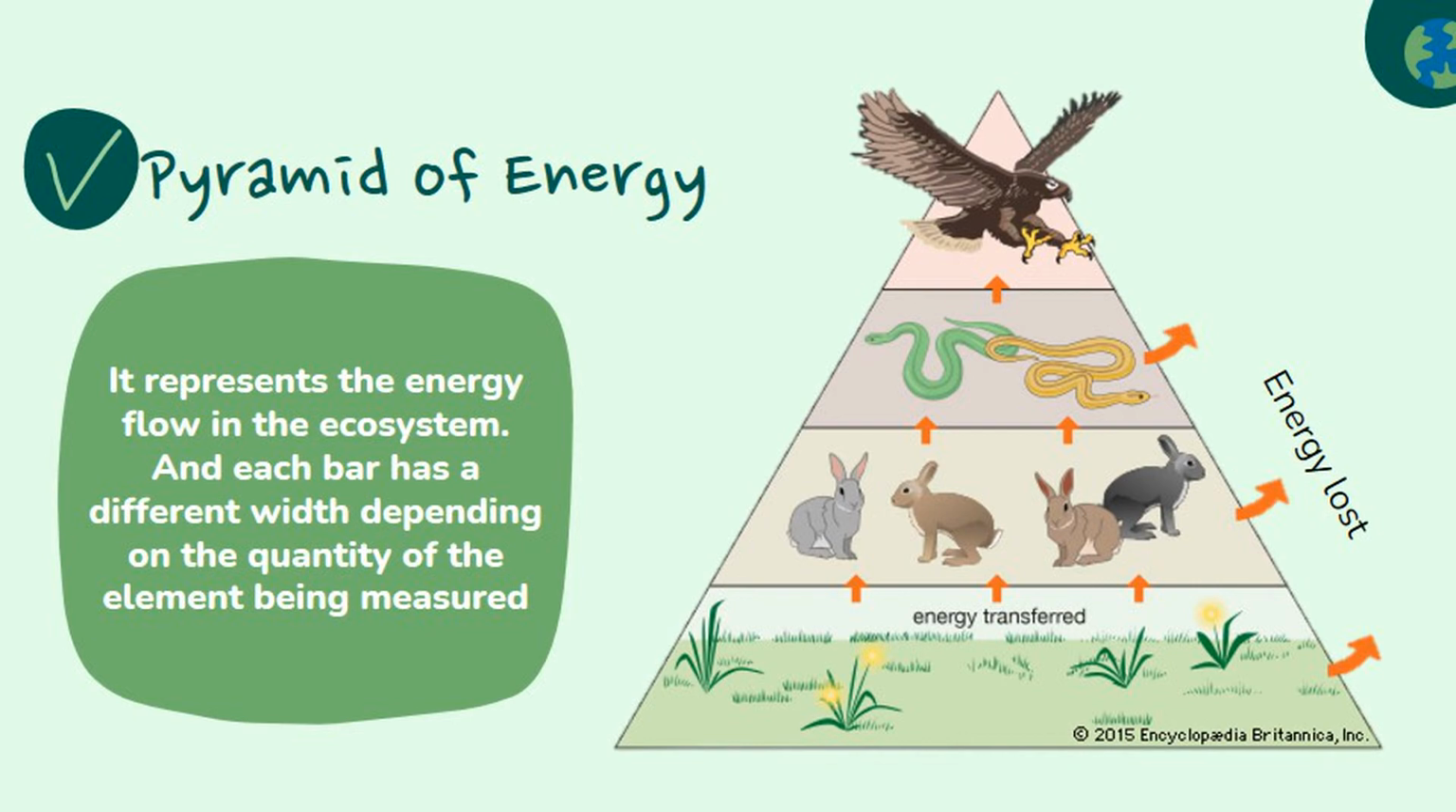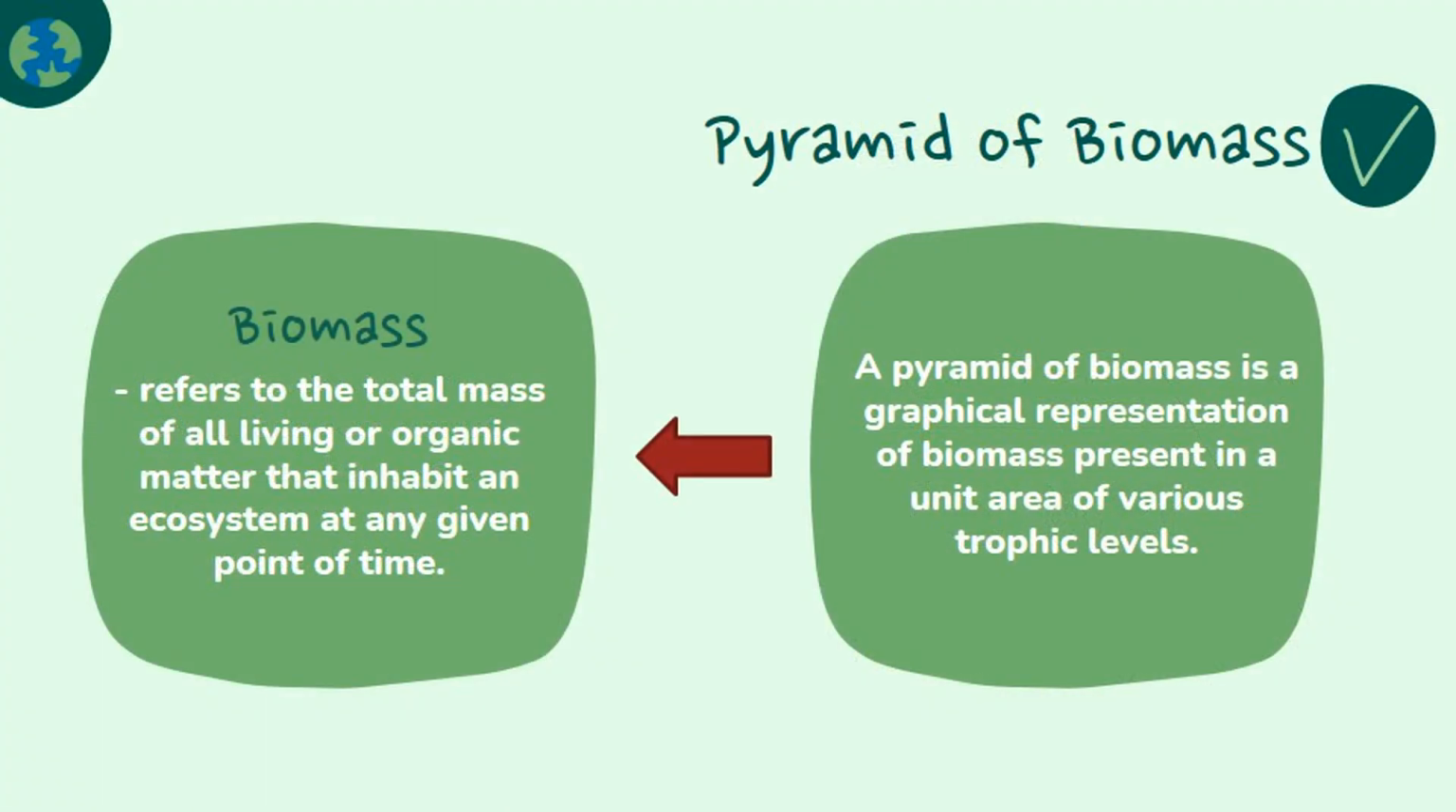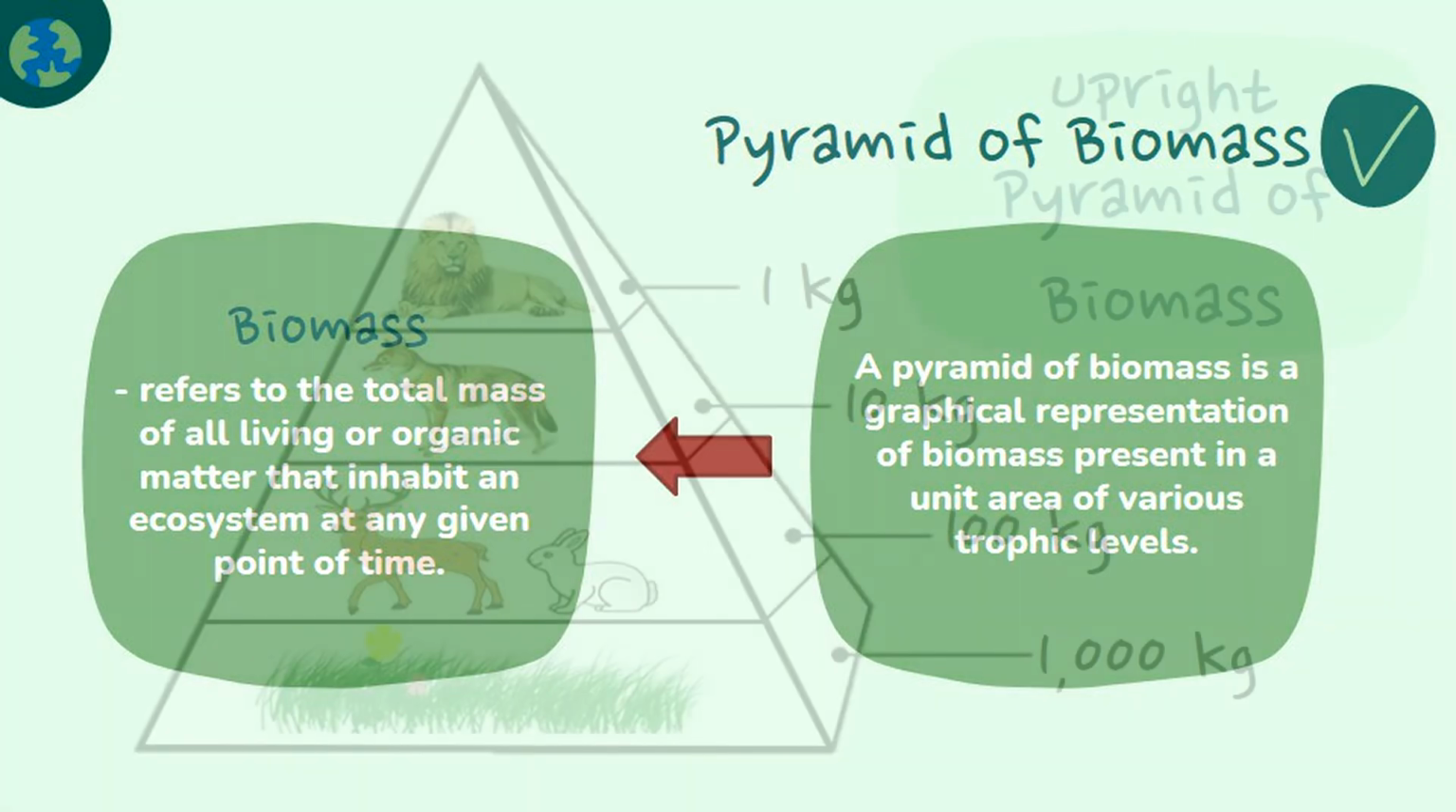Energy is higher at the bottom of the pyramid, but it decreases as you move up through the trophic levels. A pyramid of biomass is a graphical representation of biomass present in a unit area of various trophic levels. In ecological terms, biomass refers to the total mass of all living or organic matter that inhabits an ecosystem at any given point in time. Therefore, this pyramid shows the relationship between biomass and trophic level, quantifying the biomass available in each trophic level of an energy community at a given time. There are two main types of biomass pyramid: the inverted pyramid of biomass and the upright one.